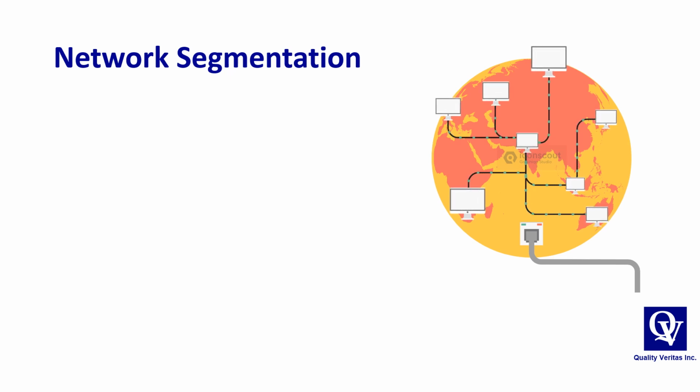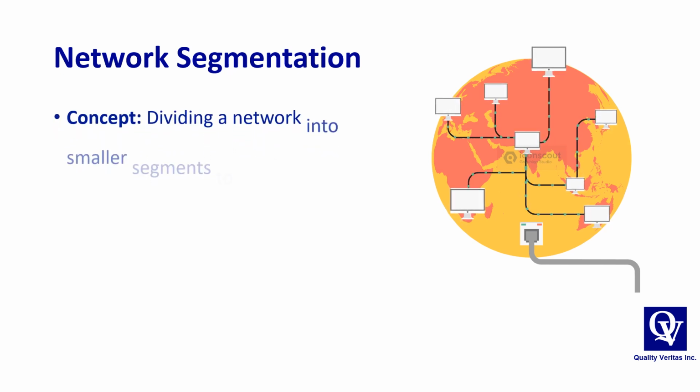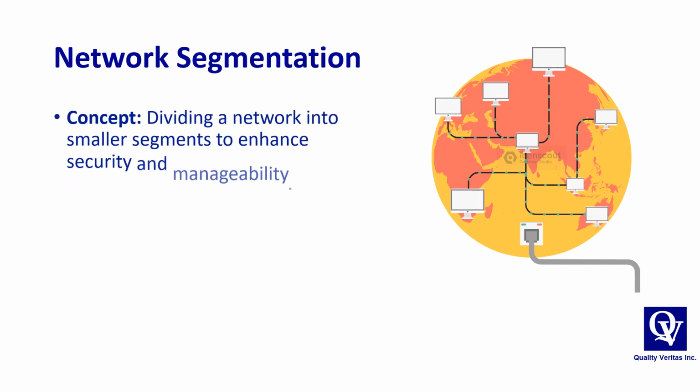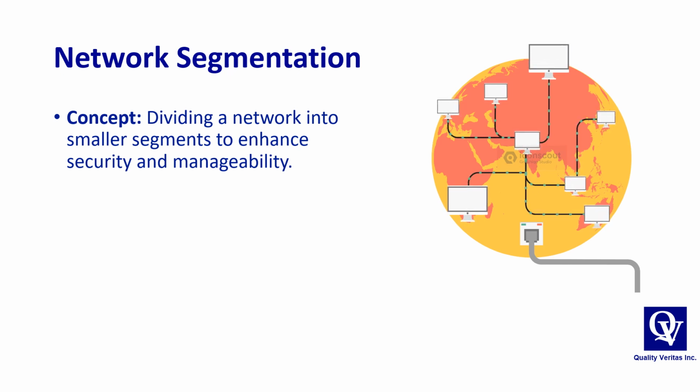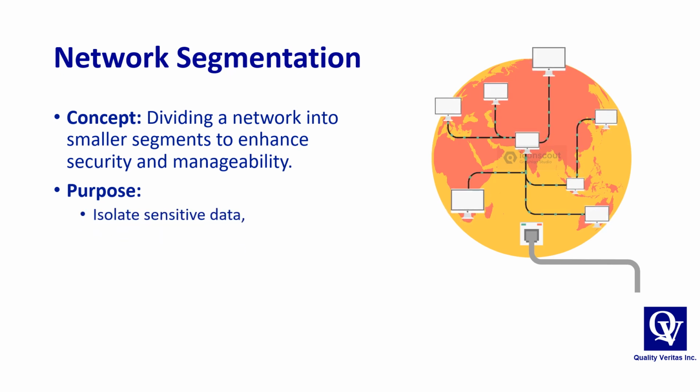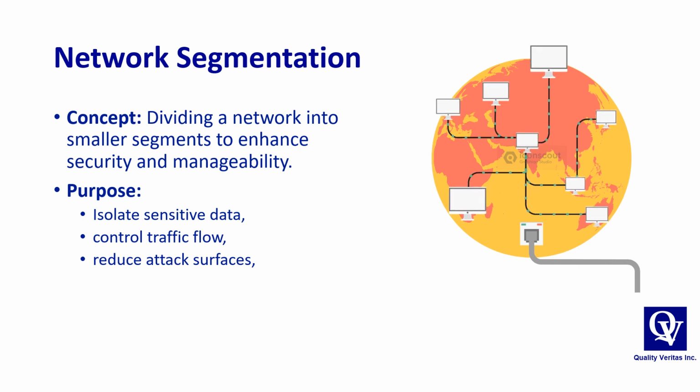Let's delve deeper into the concept of network segmentation. At its core, network segmentation involves dividing a larger network into smaller, more manageable segments. This approach is essential for enhancing both security and manageability within your network infrastructure. The primary purpose of network segmentation is to isolate sensitive data, thereby protecting it from unauthorized access. Additionally, it helps control traffic flow, ensuring that data moves efficiently and securely between segments.